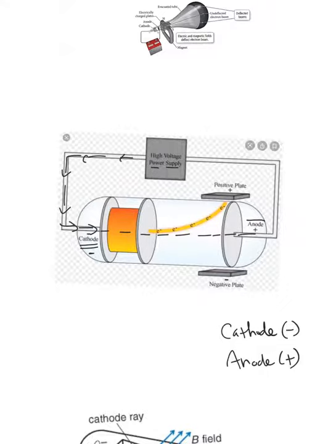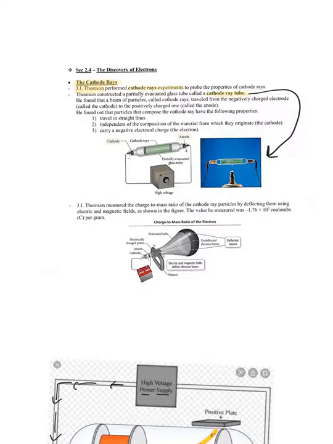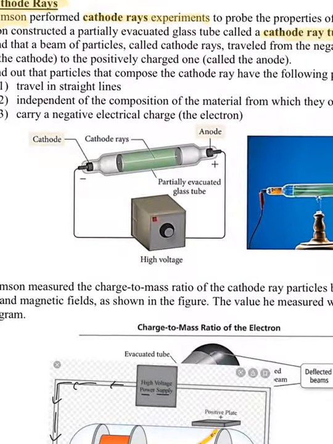So the first thing that he discovered was that the cathode ray travels in a straight line. And you can see that in this picture here. Do you see that? The cathode ray here is traveling in a straight line. You see the straight line? Okay, that's very important. So that's number one. He discovered the cathode ray travels in a straight line.